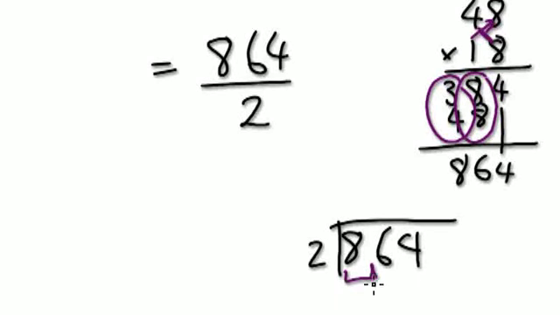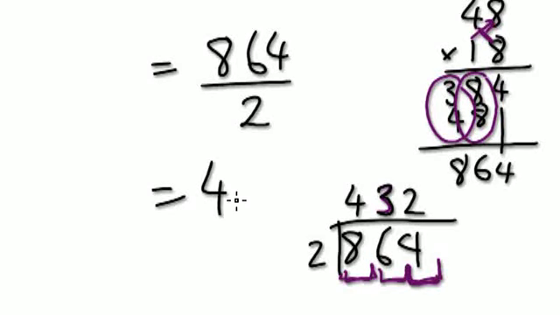So let's look at the first digit, which is 8. 8 divided by 2 is 4. No remainder. Let's jump to the second one. 6 divided by 2 is 3. No remainder. Now jump to the third digit. 4 divided by 2 is 2. No remainder. So the answer is 432. Okay?